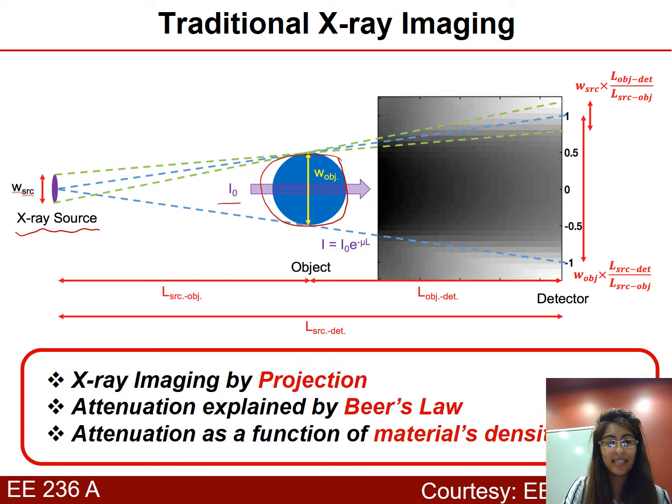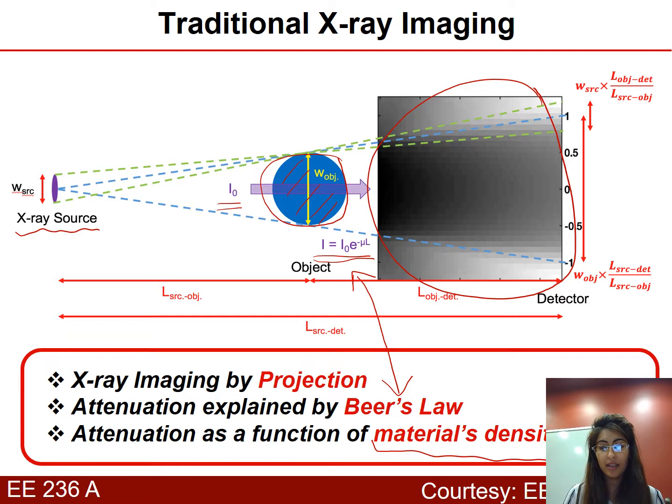An X-ray with an intensity I naught propagates through the sample and undergoes an exponential decay in intensity, which is explained by Beer's law. Here, mu is the absorption coefficient. Now, X-rays undergo varying degrees of attenuation in different parts of the object, which is a function of the material's density. This produces an image contrast at the detector.